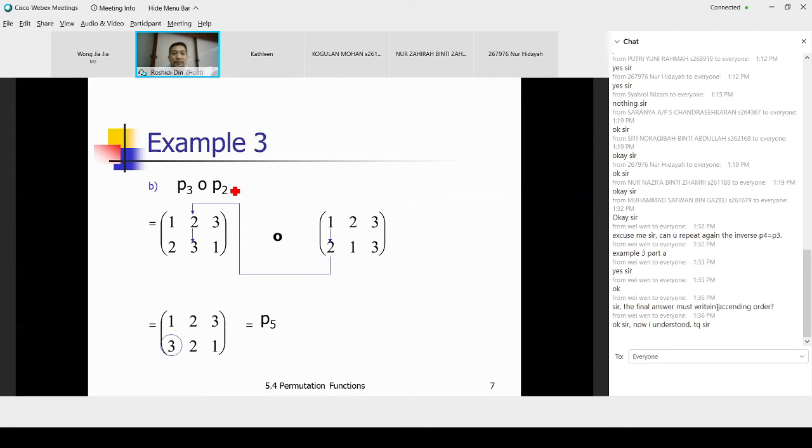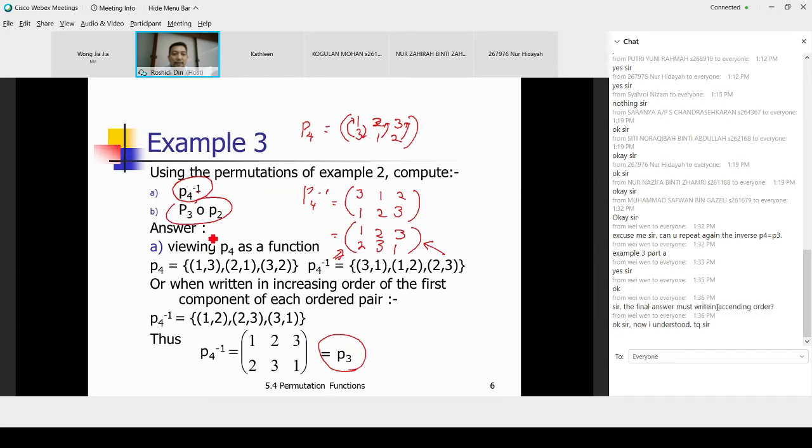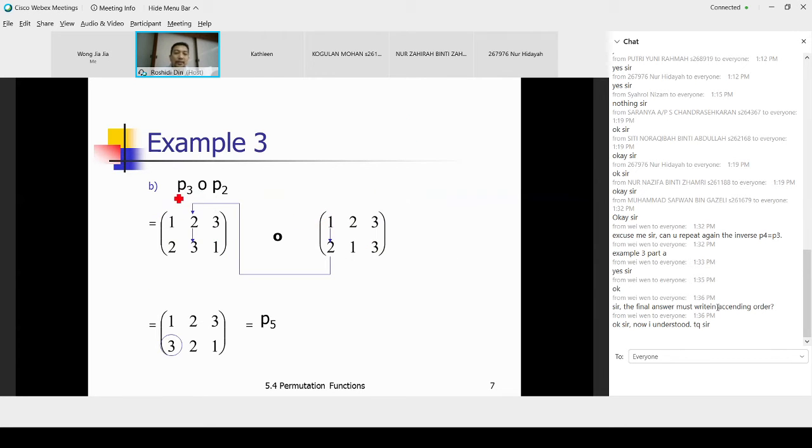Okay, now we refer to this one. How we get the answer for the second one: again, we put the set based on the order, P3 here, P2 here. Now this is the joint set. So we start with this step. 1 maps to 2, and these two refer to this one. So 2 maps to 3. So the first answer is 1, 3.